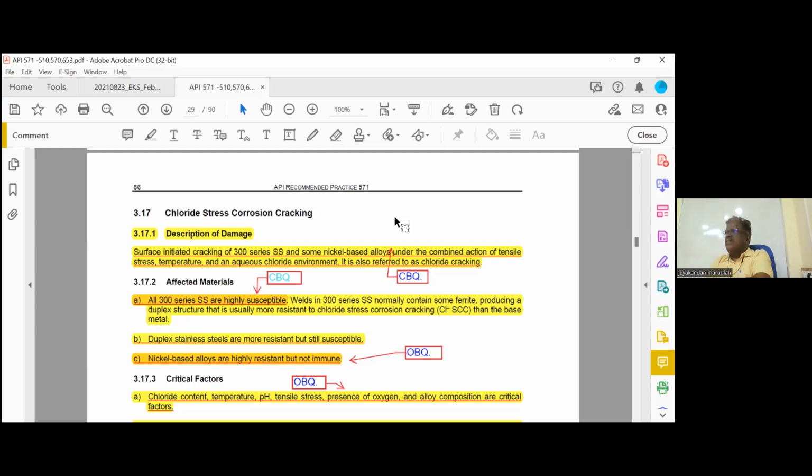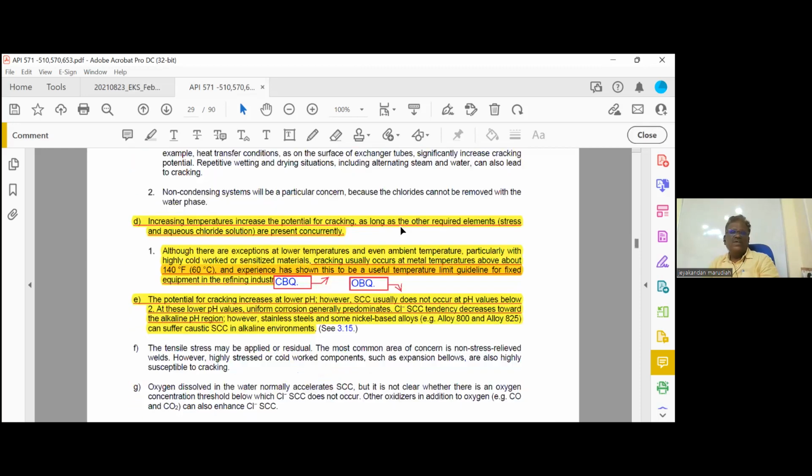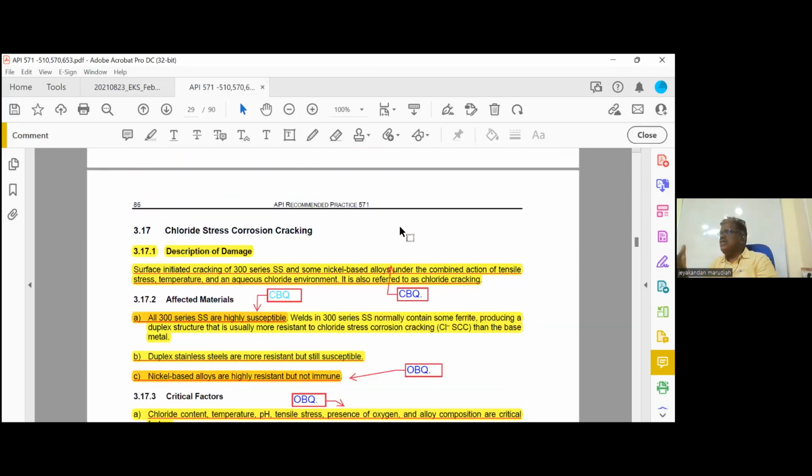Now, which one is the resistant material? It will not come in carbon steel and low alloy steel. If you take stainless steel, what are the elements it has? Chromium and nickel. Nickel plays an important role in determining the cracking possibilities. For example, these three sentences are again important.